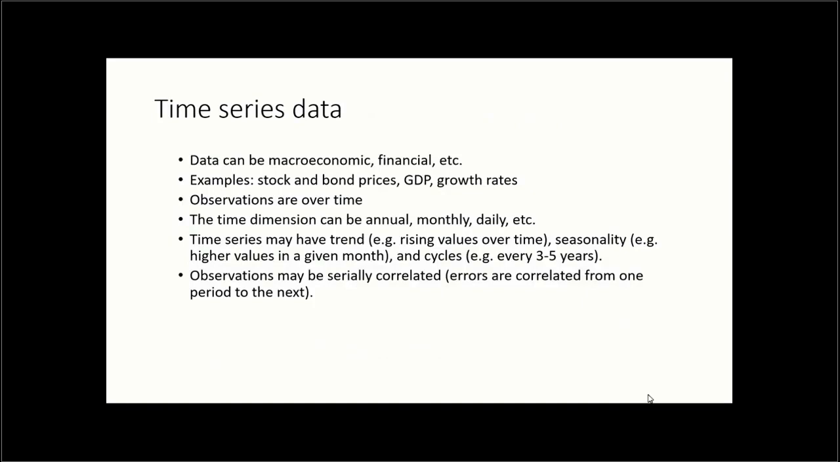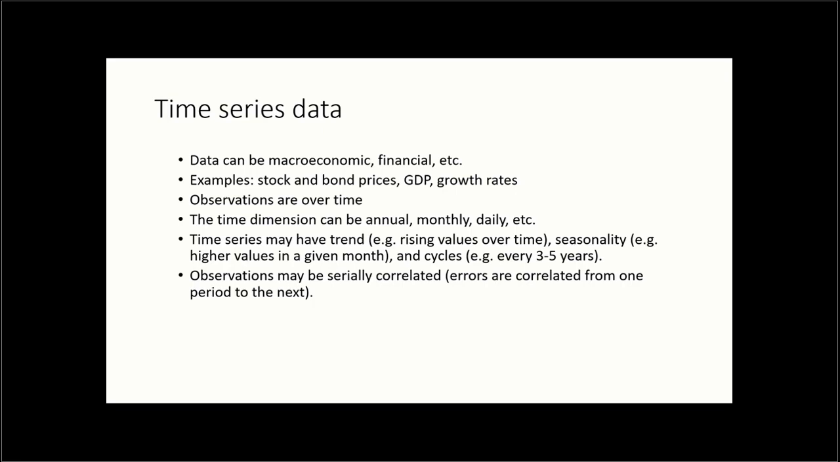Okay, moving on, we can also have time series data. These data are typically used in macroeconomics. They could be financial data and so forth. Typical examples here may be stock and bond prices or the gross domestic product or growth rates. The most important thing about time series data is that the observations are over time. So we do need to have a time dimension for time series data. So data could be annual, monthly, daily, hourly, or by second, depending on the data.